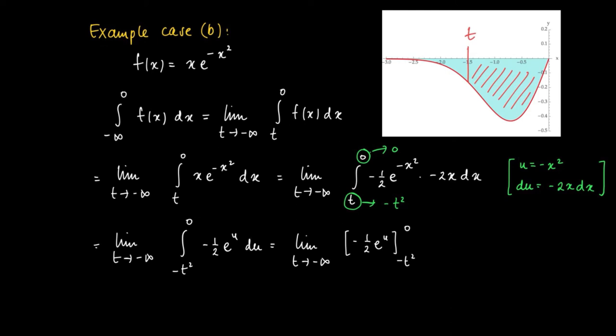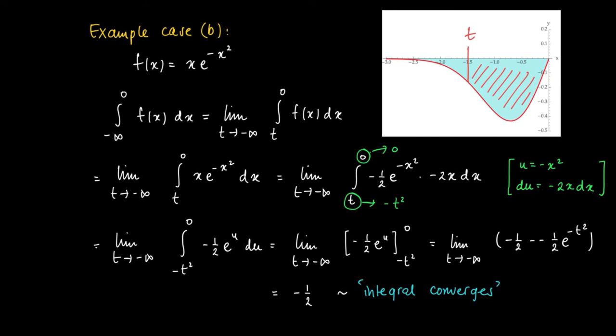So as a primitive, we find minus a half e to the power u within integration boundaries minus t squared and 0. So we get a limit for t to minus infinity of minus a half, minus minus a half e to the power minus t squared, which is minus a half plus a half e to the power minus t squared. But if t goes to minus infinity, then the variable term tends to 0, so we are left with the integral equal to minus a half. So the integral converges. Basically, this is due to the fact that e to the power minus x squared goes to 0 much faster than x goes to minus infinity.